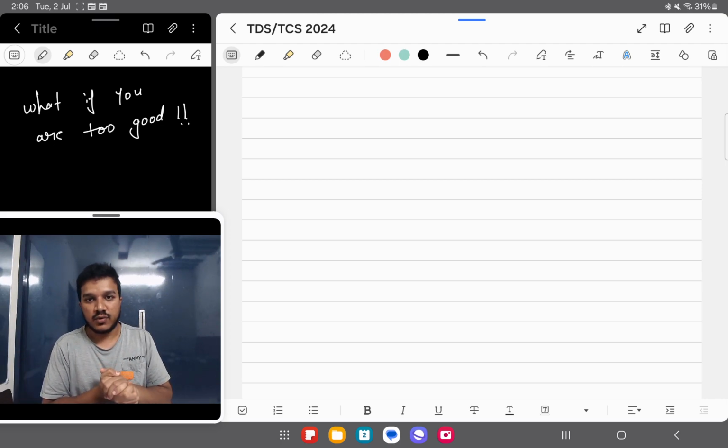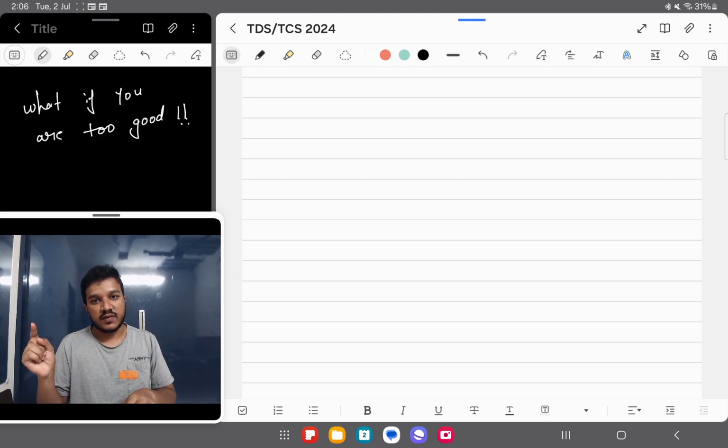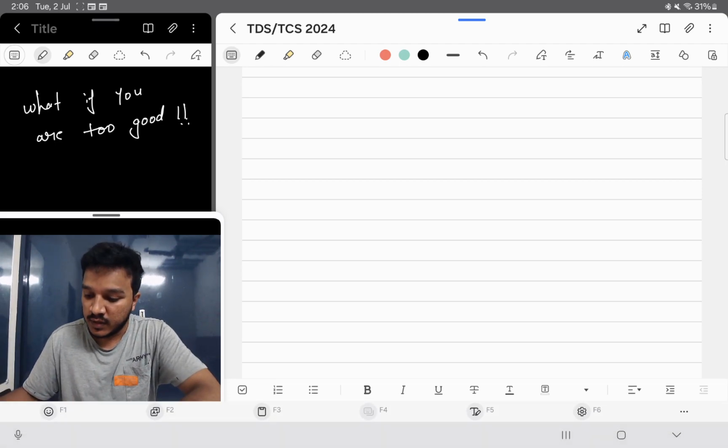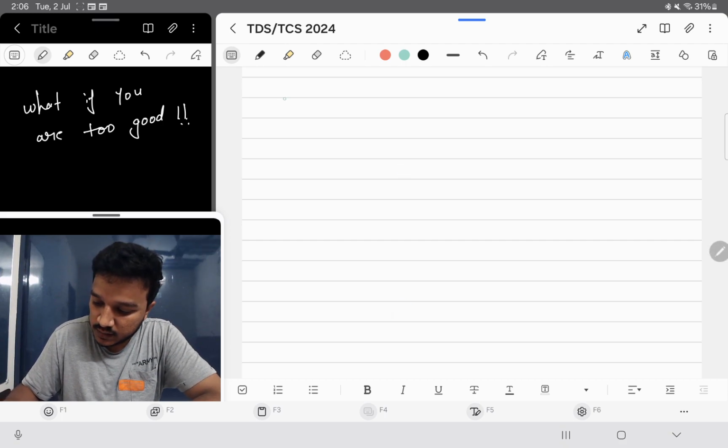In case of 194Q, at the time of payment, the buyer deducts a certain portion which is called TDS. Under 206C(1H), the seller, at the time of collecting the amount, collects an additional amount which is called TCS. We will see what the similarities and the differences between those two sections are. So let's start.